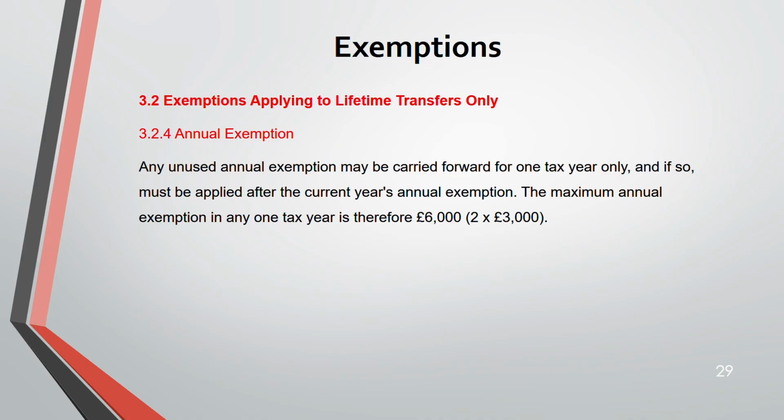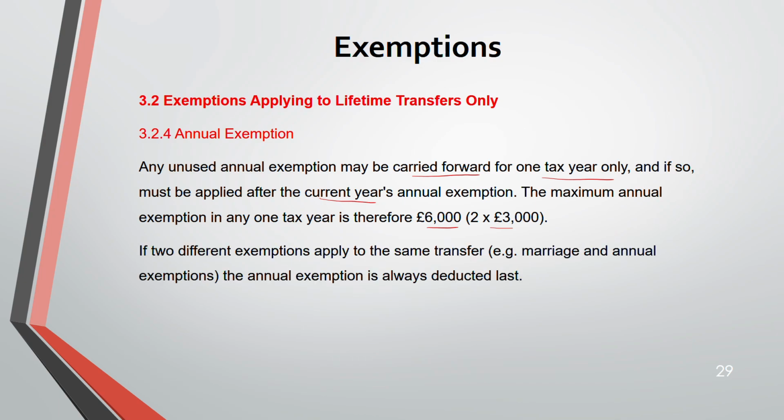Next, any unused annual exemption you can carry forward. Not like your personal allowance in income tax or annual exempt amount in capital gains tax. Here, unused annual exemption can be carried forward but only for one tax year. And if so, it is applied after the current year's annual exemption. So the annual exemption in any one tax year is always 6,000. You take one from the previous year and one from the current year. That's why in your calculations also you will see it's always 3,000, 3,000, 6,000. Don't write 6,000 directly. You have to show 3,000 separately for the two different tax years.